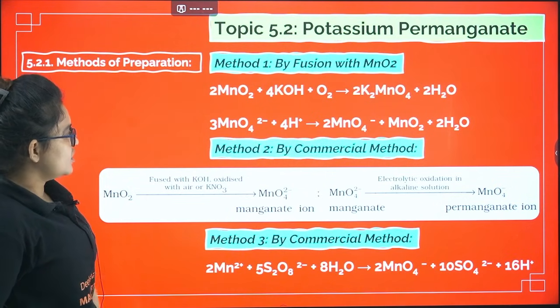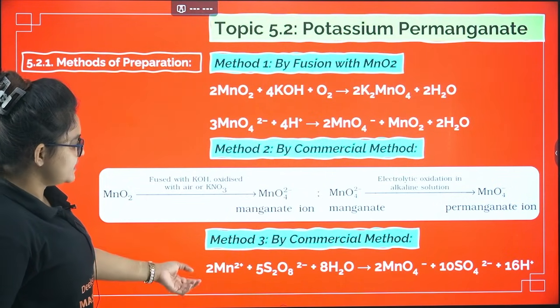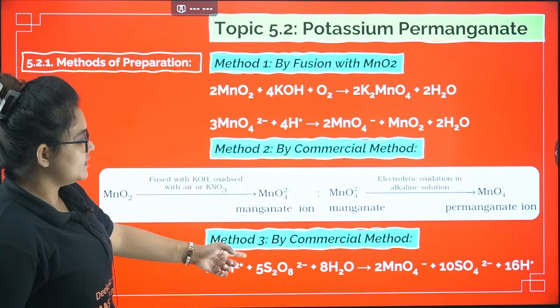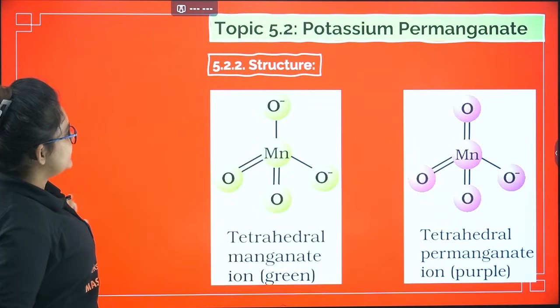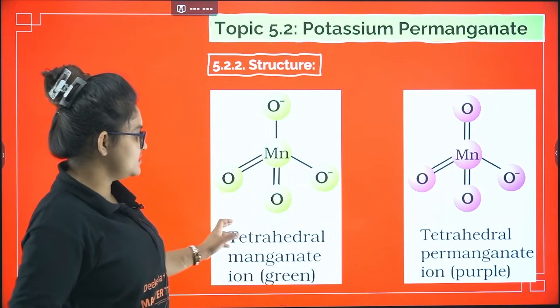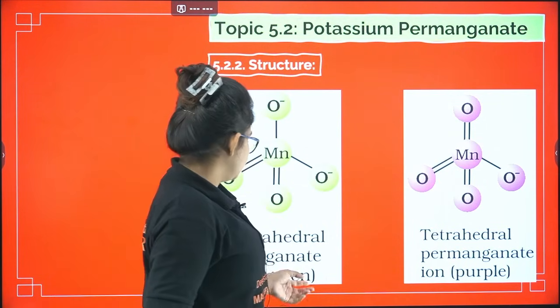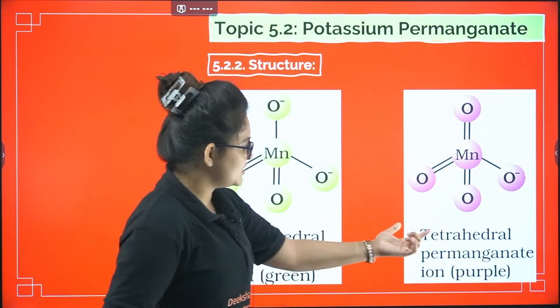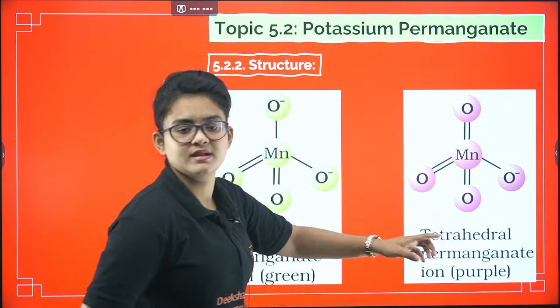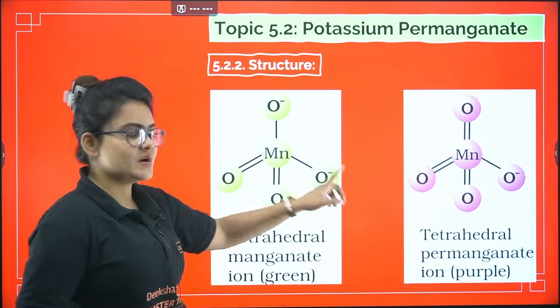Let's proceed. One more commercial method: Mn2 plus in the presence of S2O8 2 minus can also form MnO4 minus. Let's proceed further. This is the structure, a tetrahedral compound. The tetrahedral manganate ion is green. The tetrahedral permanganate ion is purple. This is manganate, this is permanganate.